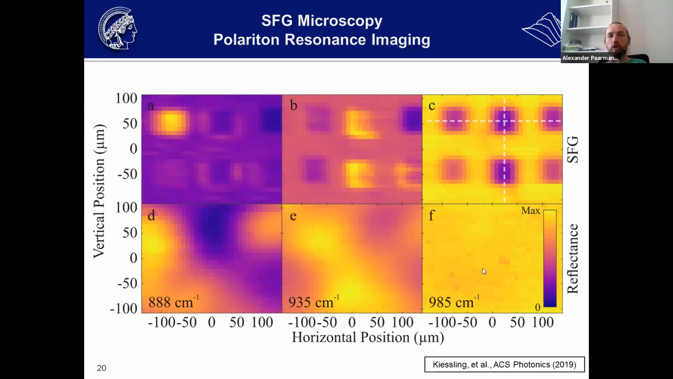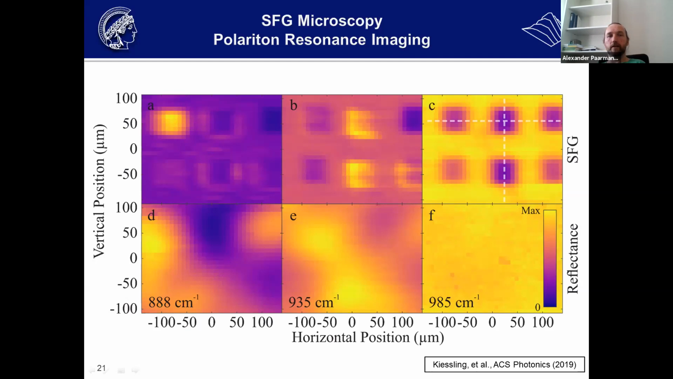Our brutal first shot was to just focus tightly and raster scan across such a sample. So we have these patches with 50 by 50 micron size, and we just scanned across, sitting at either a monopole resonance, a substrate resonance, or a dipole resonance. And these are the images. The infrared ones are kind of blurry. This is limited by the focus size of the infrared.